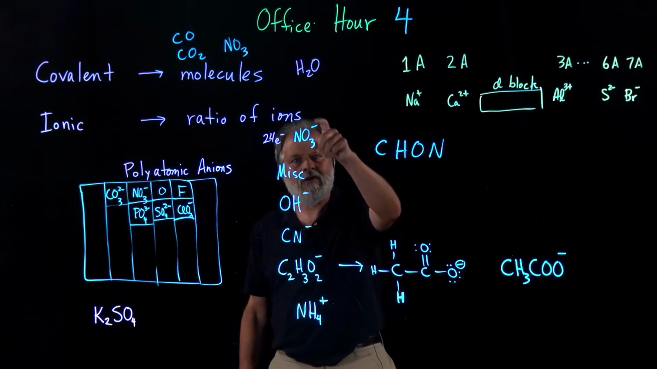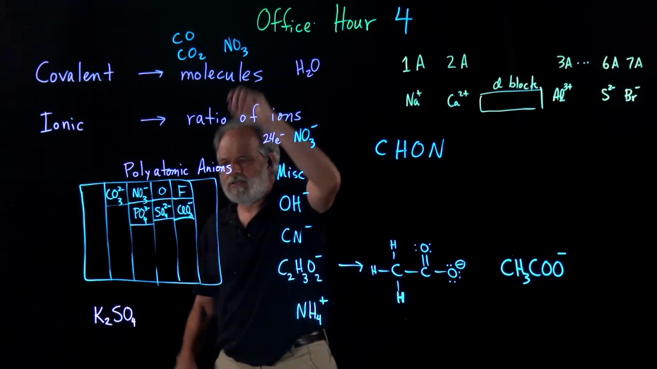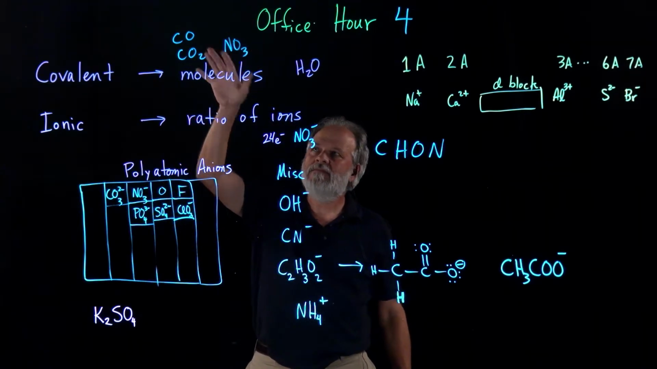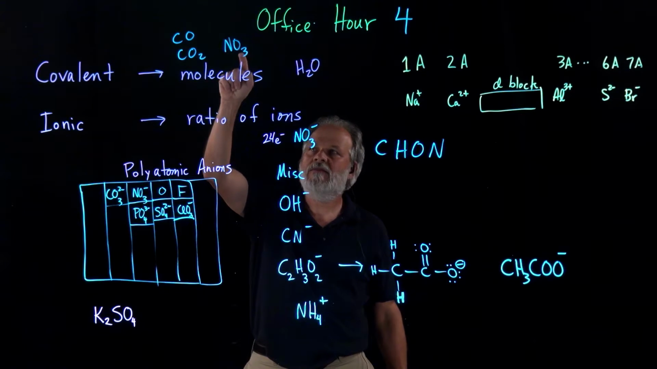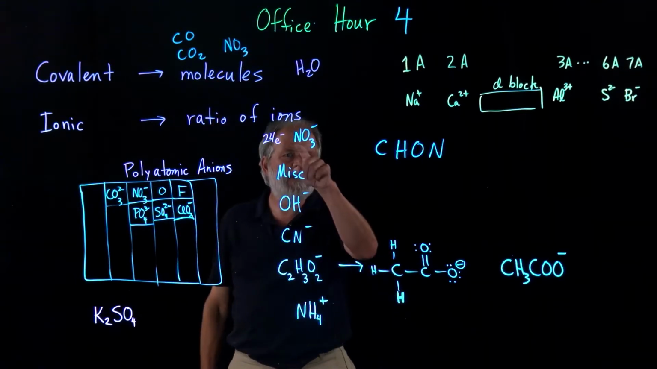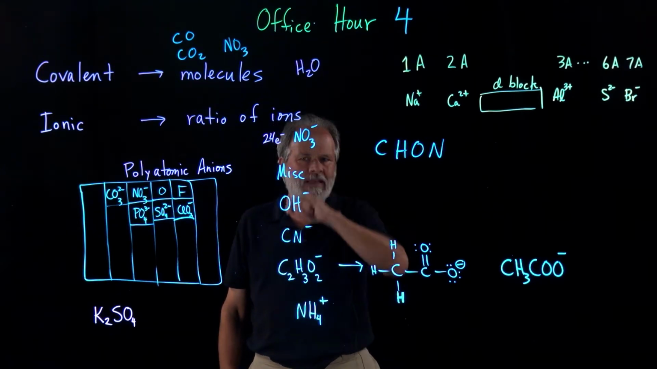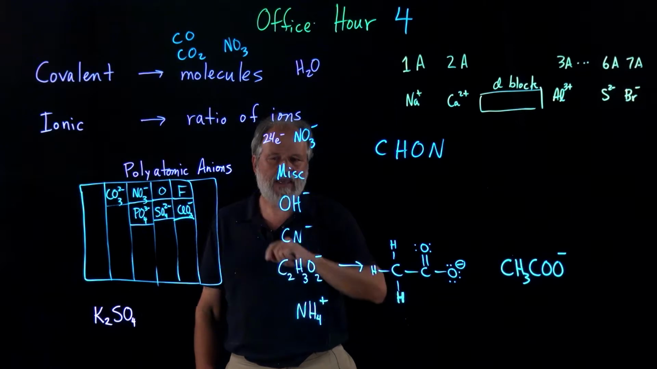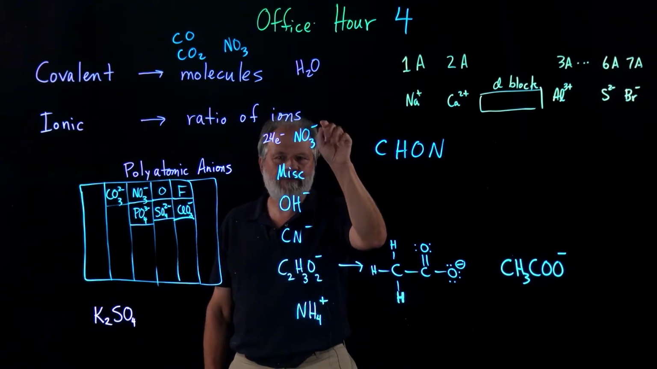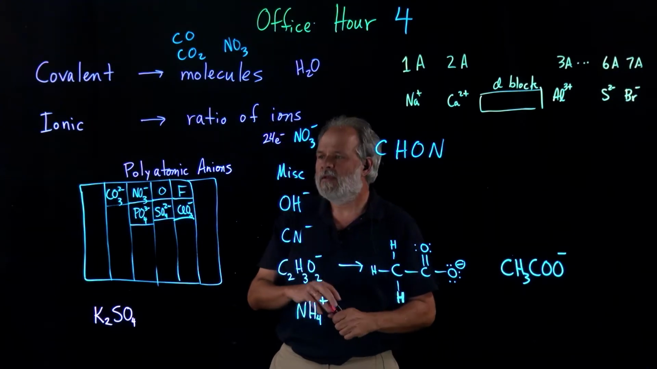Well, I'm supposing the question is asking about charge. So for example, NO3 means 1 nitrogen, 3 oxygens. What does NO3 minus mean? NO3 minus means 1 N, 3 oxygens, and 1 more electron than this one has. So if you add an electron, you increase the superscript after the whole formula by a -1.